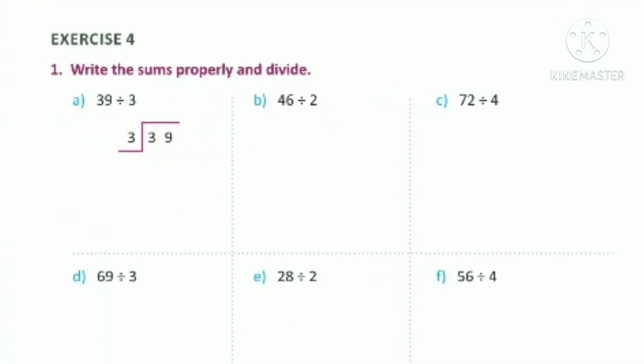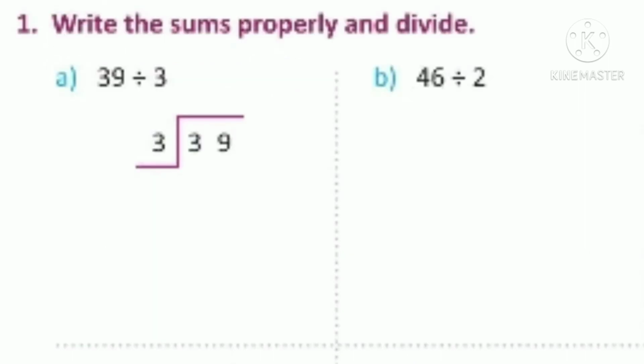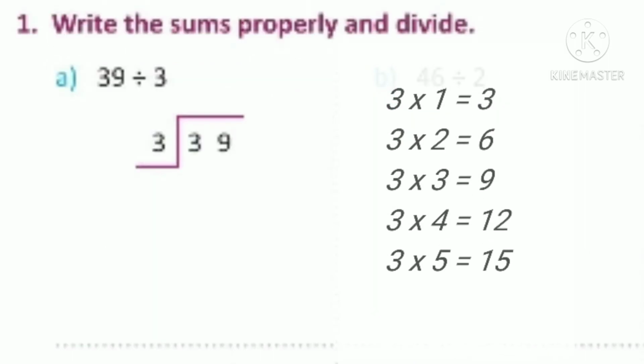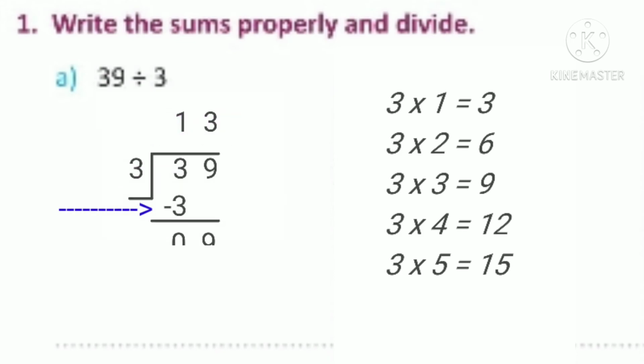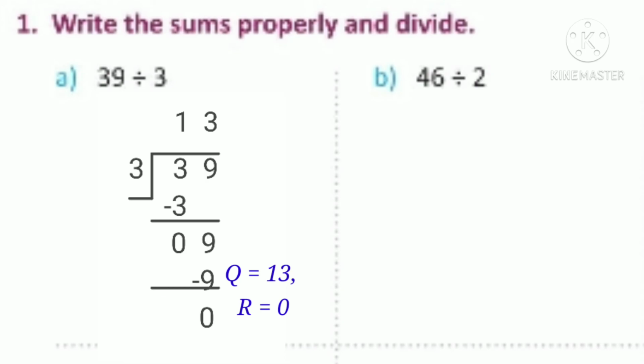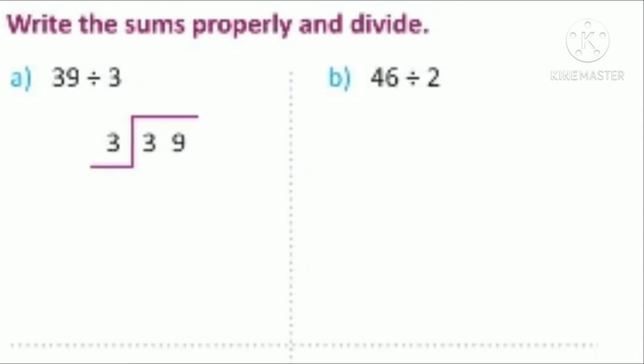Now exercise 4, write the sums properly and divide. So the first one, 39 by 3. So the 3 table, the first digit is 3, so we write 3 ones are 3 and subtract, we get 0. Next, taking down 9, 3 threes are 9 and the remainder is 0, so the quotient is 13 and remainder is 0. Similarly you can solve the next.